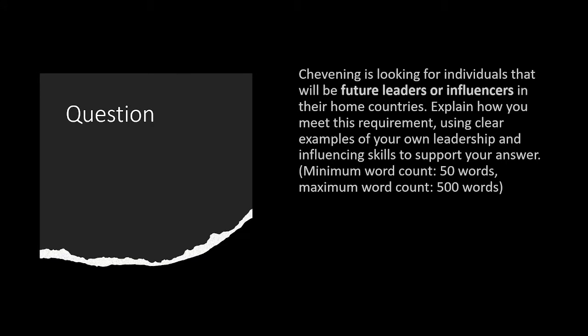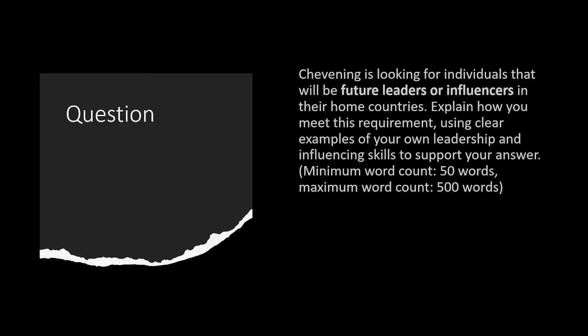Right, so here's the question. Chevening is looking for individuals that will be future leaders and influencers in their home countries. Explain how you meet this requirement using clear examples of your own leadership and influencing skills to support your answer. Minimum answer is 50 words and maximum is 500 words. So basically, you have to show the committee how you contribute to the society, by demonstrating your leadership and influencing skills.